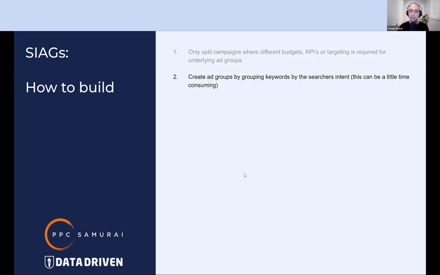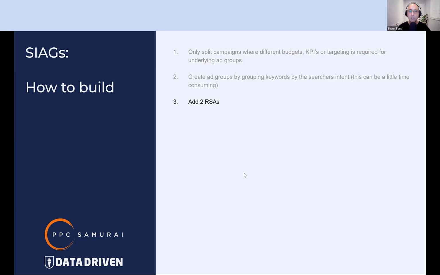The next step then is to build your ad groups by grouping those keywords into search intent. And I haven't yet found an easy way to do this other than look at your keyword list and just give some thought to that. So this actually, for me, is the most time-consuming part of building a SIAG: how do I group my keywords by intent?